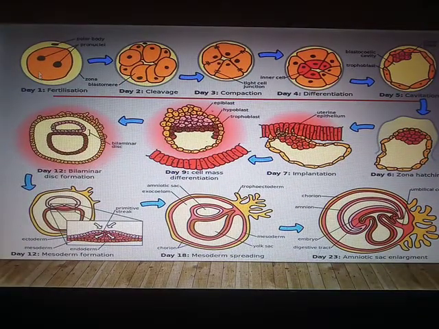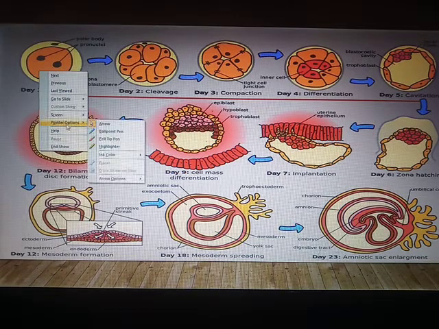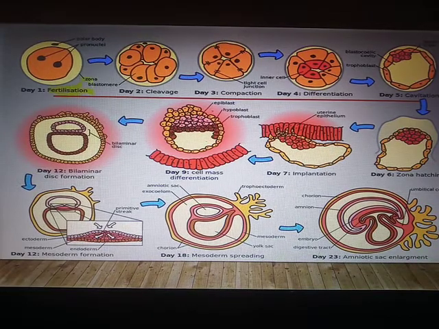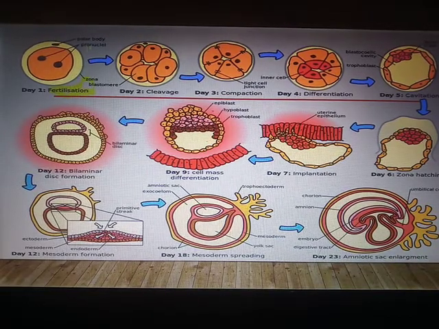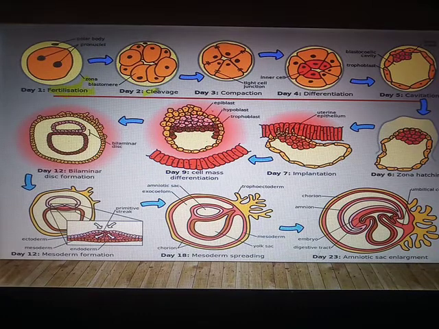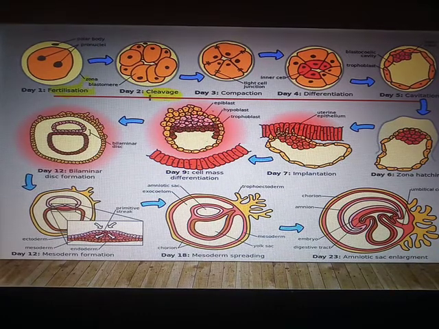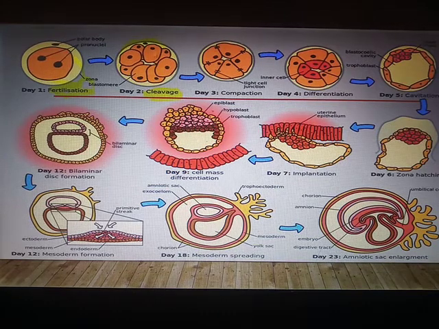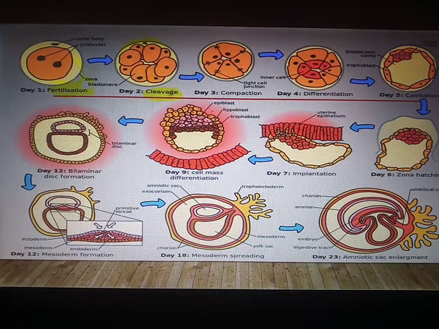Clear? Students, see in the first figure, here fertilization occurs. When fertilization occurs, cleavage occurs. Cleavage means division. This is one cell. One cell is divided into many cells. Cleavage generally means division. Clear?